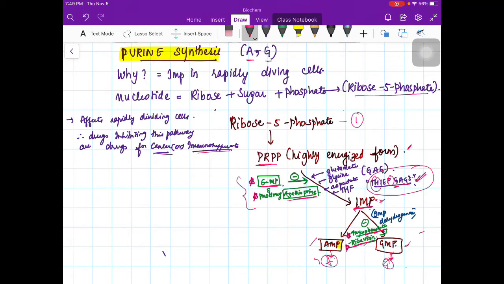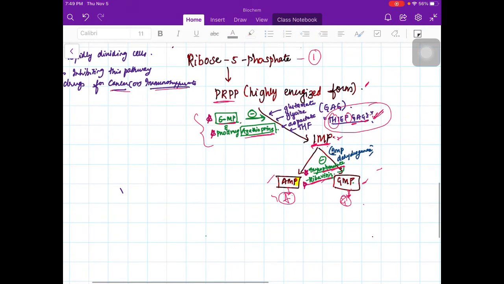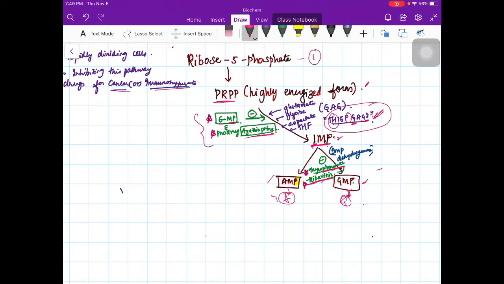So let's go through the steps one by one first, and then I'm going to talk about one of the very important drugs that we need to remember for various exams. The first step is conversion of ribose 5-phosphate. We need to know that a nucleotide is a combination of phosphate and sugar, a ribose molecule. So this ribose 5-phosphate gives sugar and phosphate to a nucleotide. The nucleotide gets it from this ribose 5-phosphate. It may be AMP or GMP, I mean adenine and guanine.